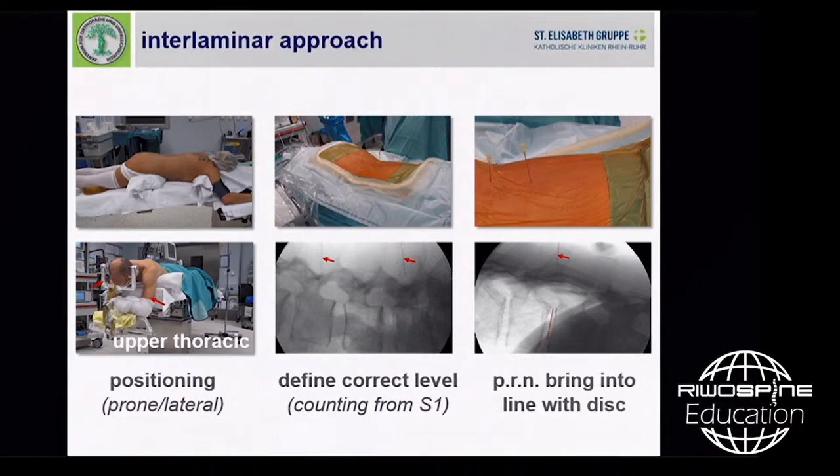And you know, at the thoracic spine, one important thing is to find the right level, yeah? So you have to count the levels. We do it with different needles, and we count all the time from S1, never from the cervical spine. Yeah, and also here, we create the approach directly to the level, to the disc level, like we did it at the cervical spine.